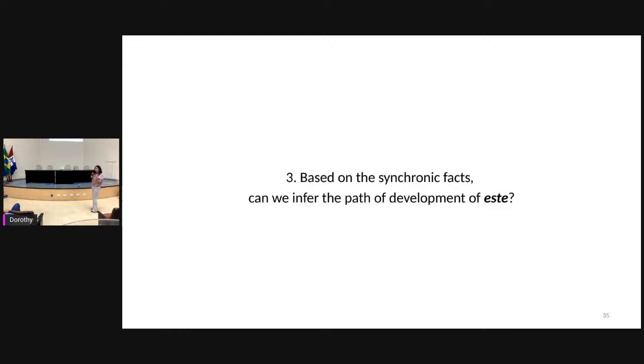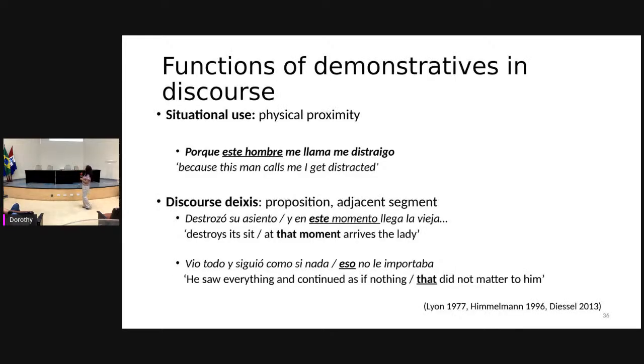Okay. So the other point that I wanted to study is whether we can come up with a story of how these new functions emerge. And in order to do that, what I look at is the context in which each token was used. Okay? So, for this, I was mainly guided by the typology developed by Himmelmann, right, the uses of demonstratives in discourse.